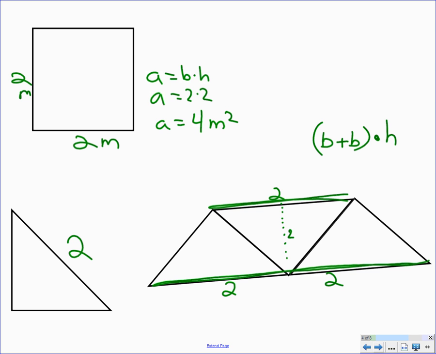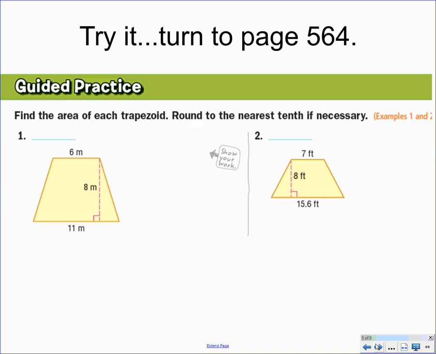So 2 plus 2 is 4, plus 2 is 6. So that's 6 times the height, which is 2. But one more thing. Remember what the trapezoid's made up of? Triangles. Divide by 2. 12 divided by 2 is 6. So the area of that trapezoid is 6 meters squared, which we already knew because it was 2 plus 2 plus 2. All right, let's try it.